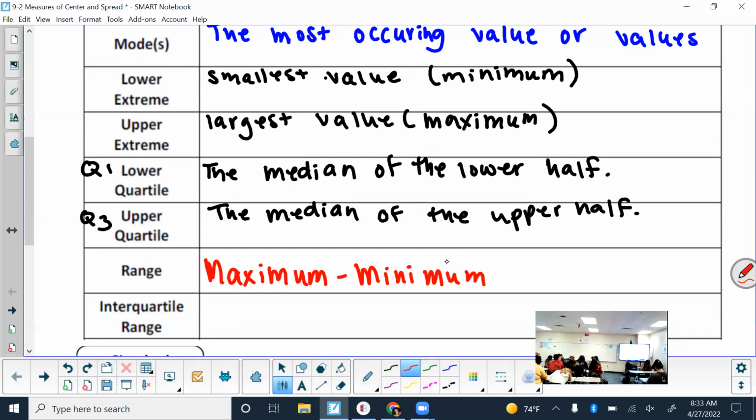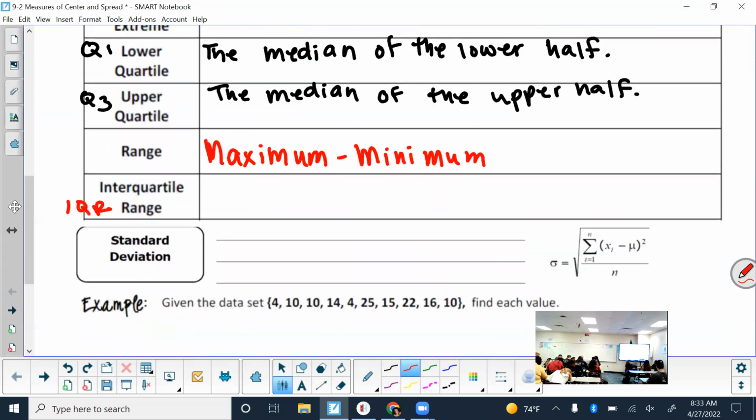Your interquartile range, we also call it IQR, so that one's probably new to you, or maybe not. But your interquartile range is going to be your Q3 minus your Q1. So it's your upper quartile minus your lower quartile.